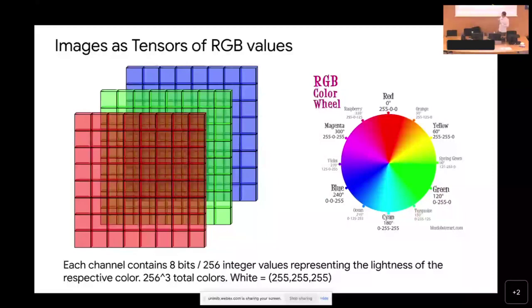In this color wheel, you can see how things combine. The important thing is that all these images today are represented with these three channels as matrices, and every little cube has 8 bits of information, so it takes values from 0 to 255. Together you can make around 16.5 million colors, and that's how every display works. Some cameras have more bits, but overall this is how everything you use on your phones works.